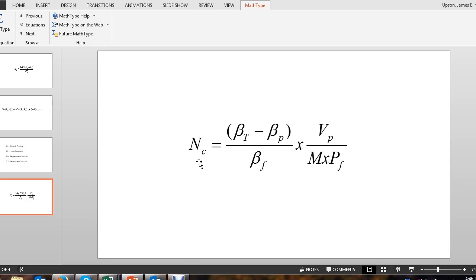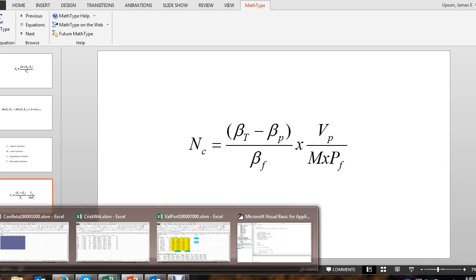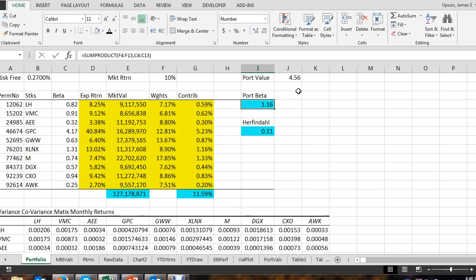The number of contracts we need is equal to the targeted beta, and this is the initial beta that you have. If I go to my first portfolio, the beta I came up with was 1.16, and my initial value of the portfolio was $4.56 million. So we want to maintain this 1.16 beta as a forecast as we go forward.